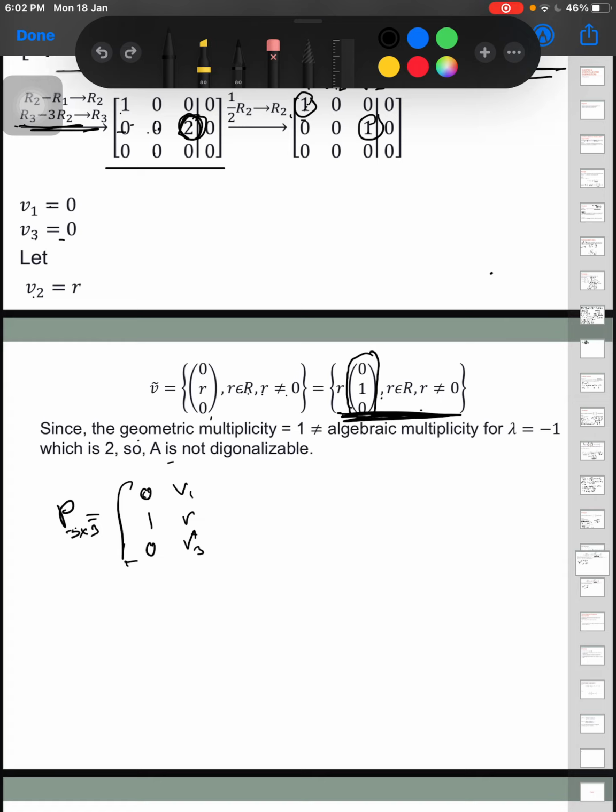Okay, so tapi nanti ada cerita lain lah. Kalau korang belajar lagi tinggi, ada benda yang lain nanti. Okay, so abaikan yang tu. So korang just tengok ni, geometric multiplicity. Kalau tak sama dengan algebraic multiplicity, so A is not diagonalizable.